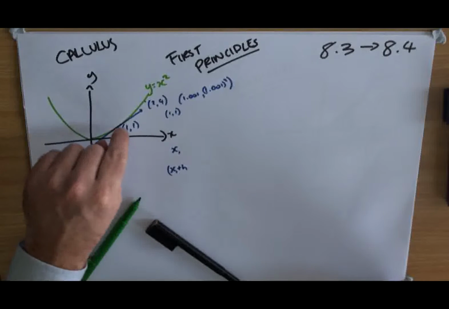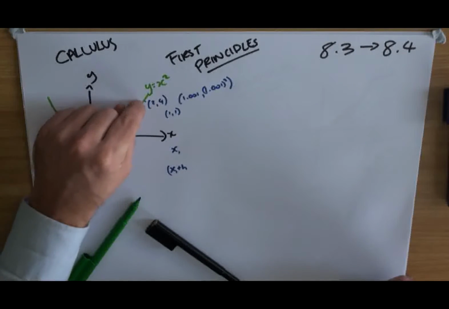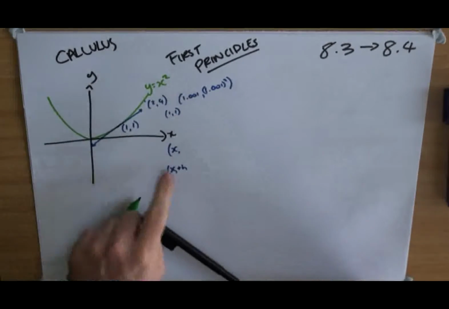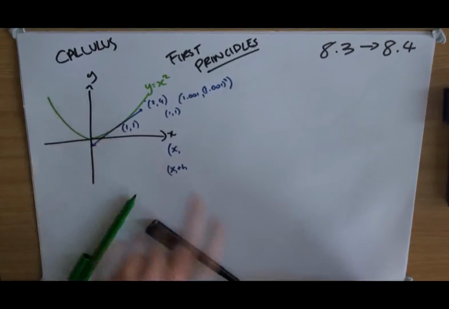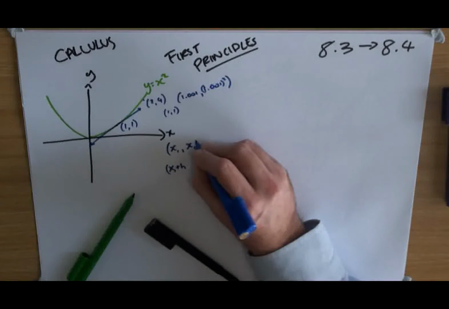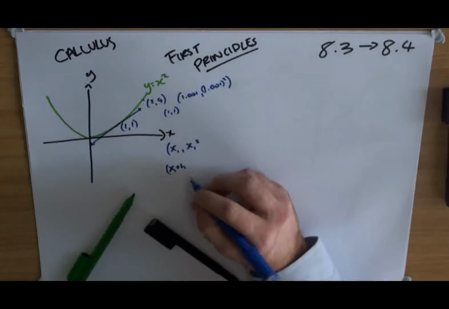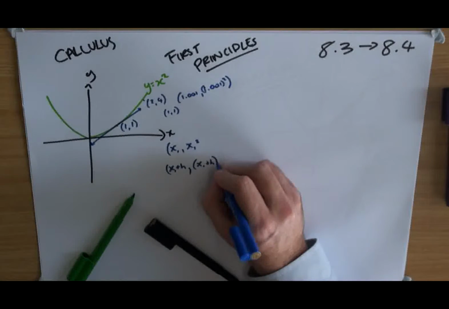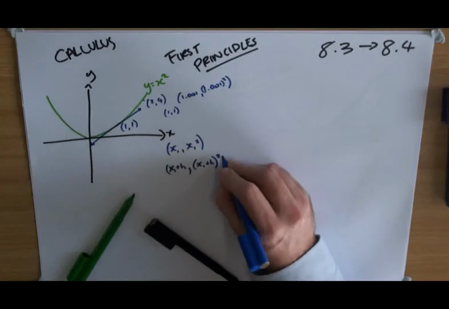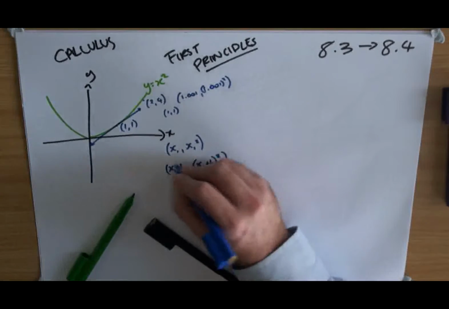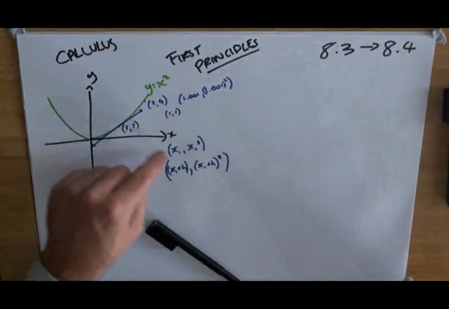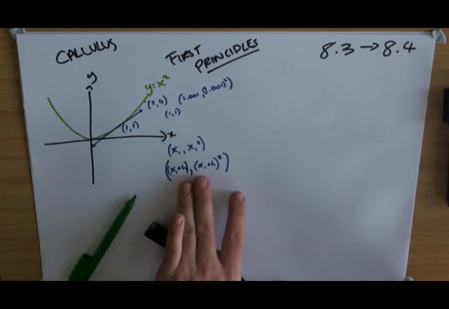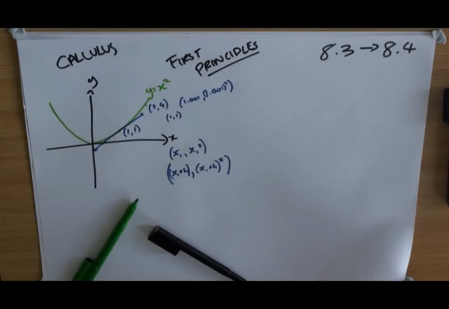So I'm going h a bit further along. So here we go, x plus h, which, if h was 1, would be this point here. If x was my point, then in terms of x, my y point is going to be x squared. And over here, my y point is going to be x plus h all squared. So these are my two points: x and x squared, x plus h and x plus h all squared.